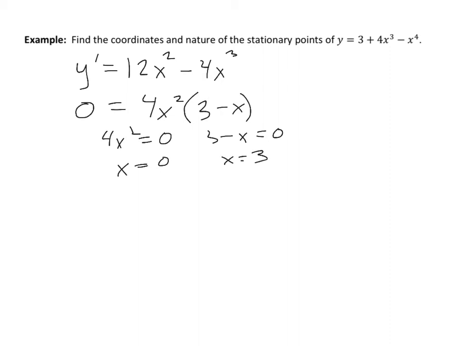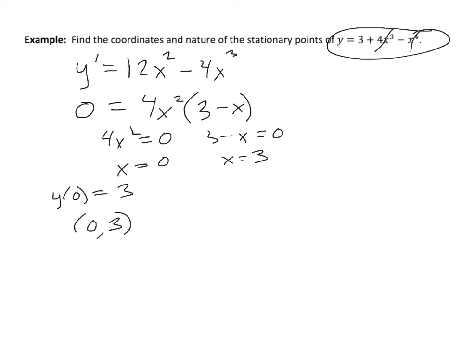Remember, now I want to take these things and plug them back into the original function to find out what the y-coordinates of these points are. So this first one is pretty simple. If I do y of 0, these two terms are just going to get knocked out, and I'm just going to get 3. So one of my stationary points is at 0, 3. We'll find out in a minute if that's a maximum or minimum or saddle point.